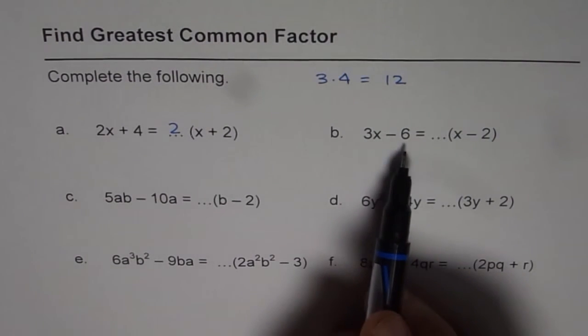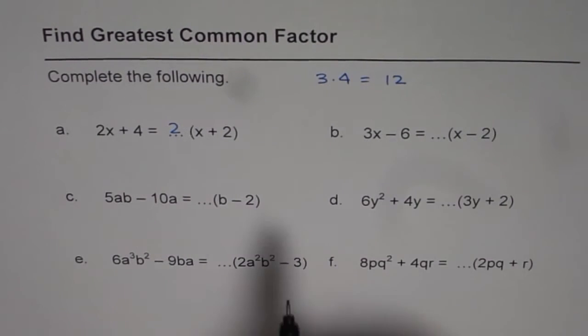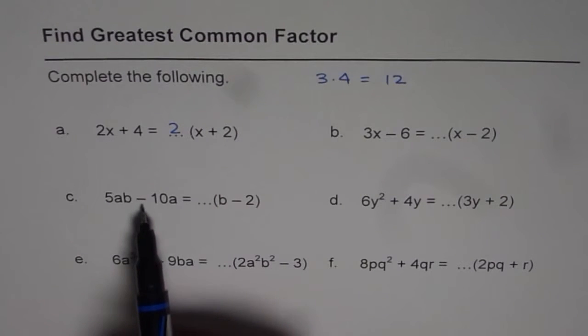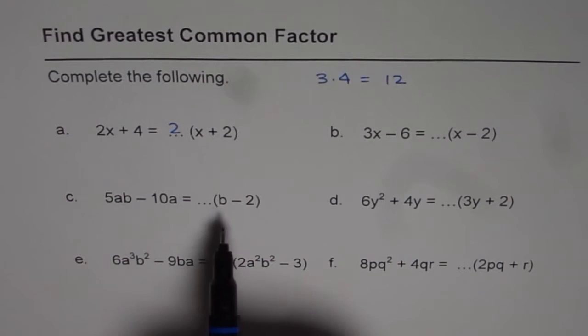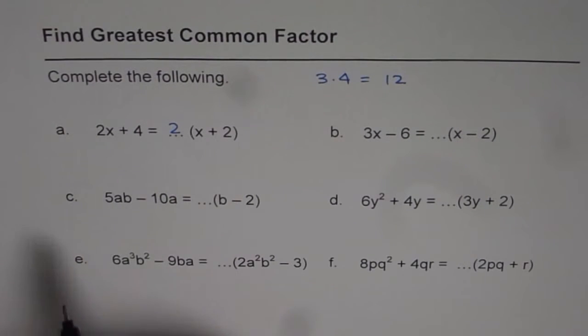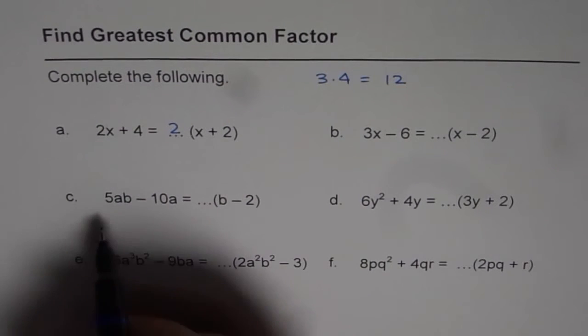Now 3x minus 6 equals something times x minus 2. Figure this out. C. 5ab minus 10a equals something times b minus 2. You can look at it in a different way. We have b here, so if I divide this by b, what is left? 5a. Now let us check if 5a is a common factor.